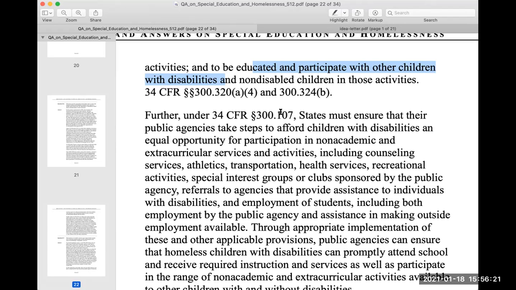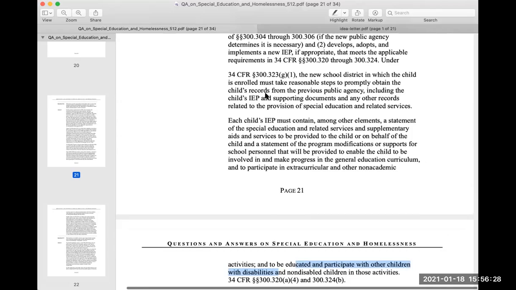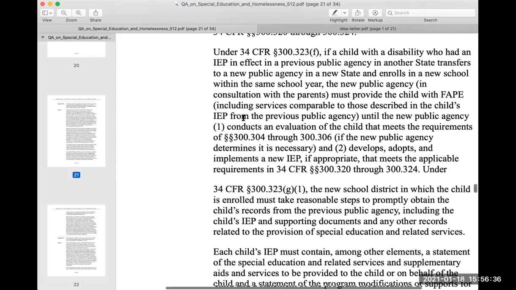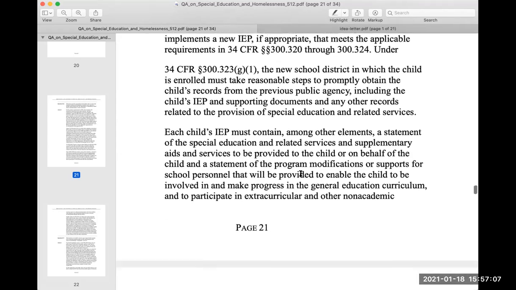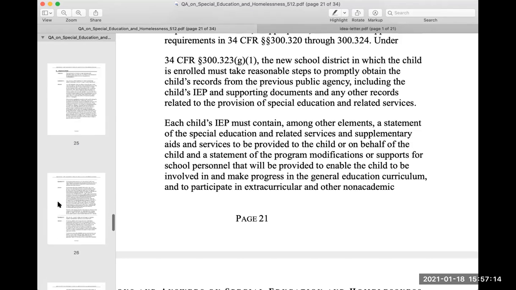Under 34 CFR paragraph 300.323(f), if a child with a disability who had an IEP in effect in a previous public agency in another state transfers to a new public agency in a new state and enrolls in a new school within the same school year, the new public agency, in consultation with the parents, must provide the child with FAPE, including services comparable to those described in the child's IEP from the previous public agency until the new public agency 1. Conducts an evaluation of the child that meets the requirements of paragraph 300.304 through 300.306, if the new public agency determines it is necessary, and 2. Develops, adopts, and implements a new IEP, if appropriate, that meets the applicable requirements in 34 CFR paragraph 300.320 through 300.324.